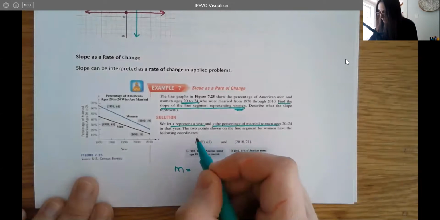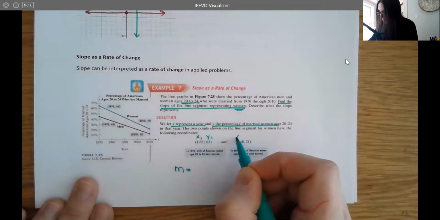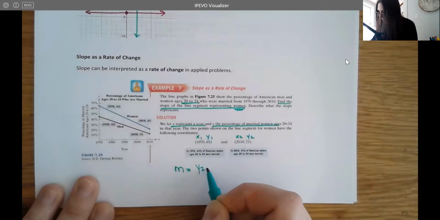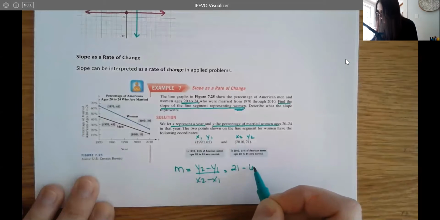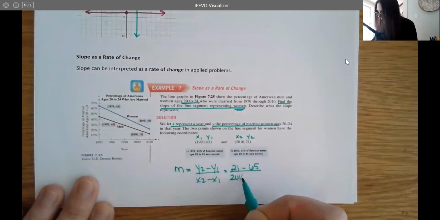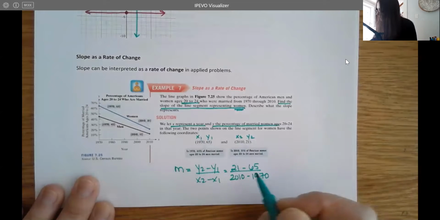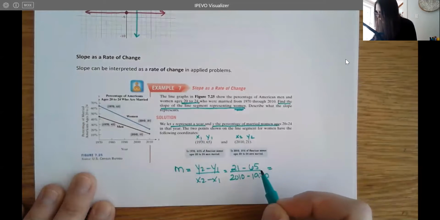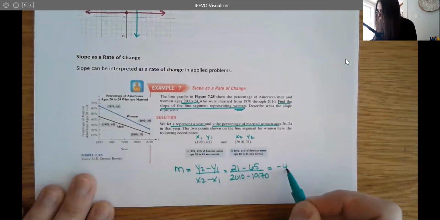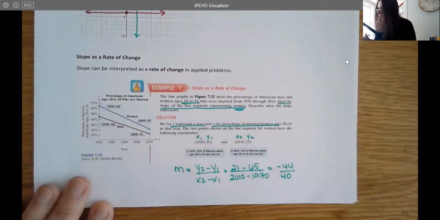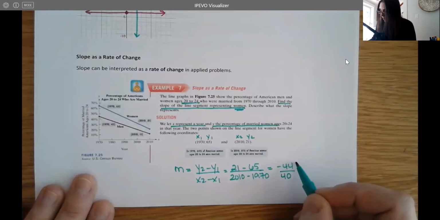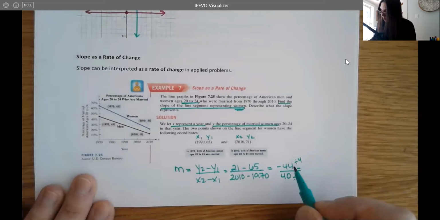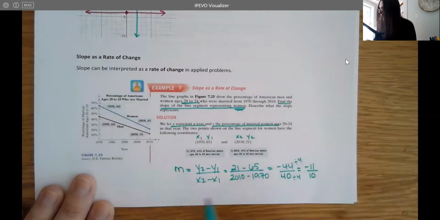For my slope here, I'm just going to let this be the first point and this be the second point. I have 21 minus 65, and then I have 2010 minus 1970. In the numerator, when I subtract, I get negative 44, and in the denominator, I get 40. Now, we're going to simplify this. We could just divide both of these by 4 to keep it in a nice fraction form. So you have negative 11 over 10.